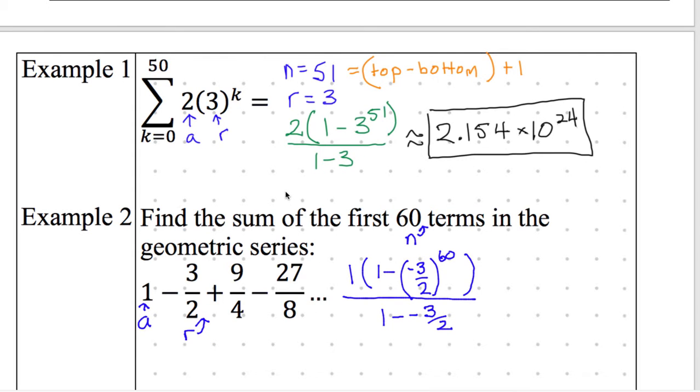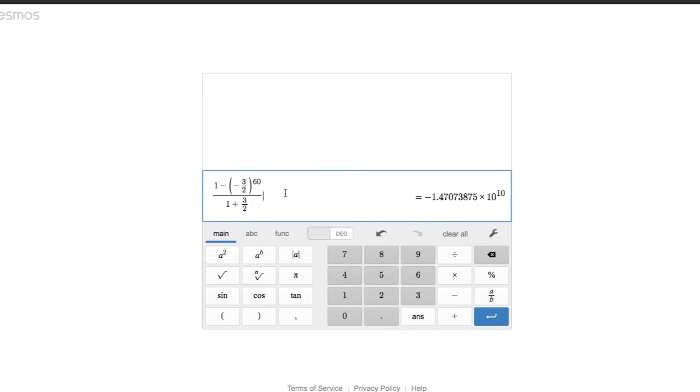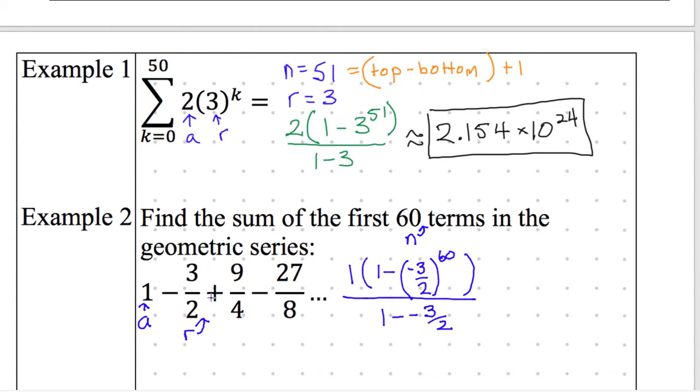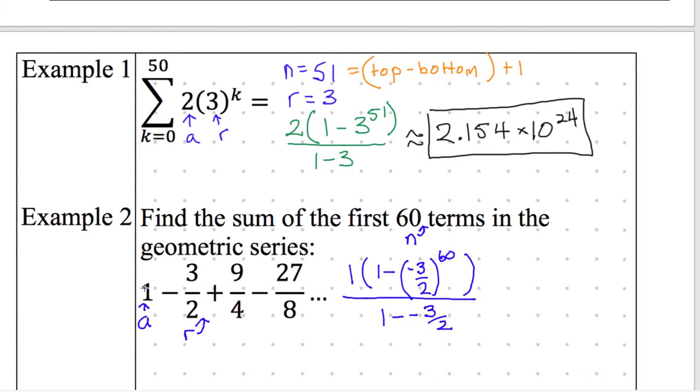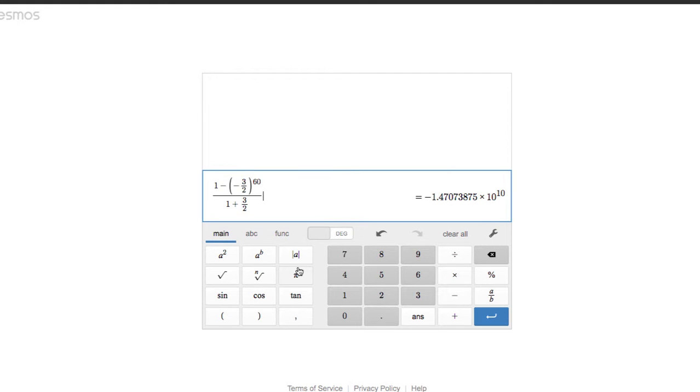And why am I getting a negative? Oh, it can be negative because it alternates between positive and negative. And this is one of those cases where it is negative because 1 minus 3 halves is negative 0.5. Adding 9 fourths is a positive. Subtracting 27 eighths is a negative. So it alternates between positive and negative. There's my answer.